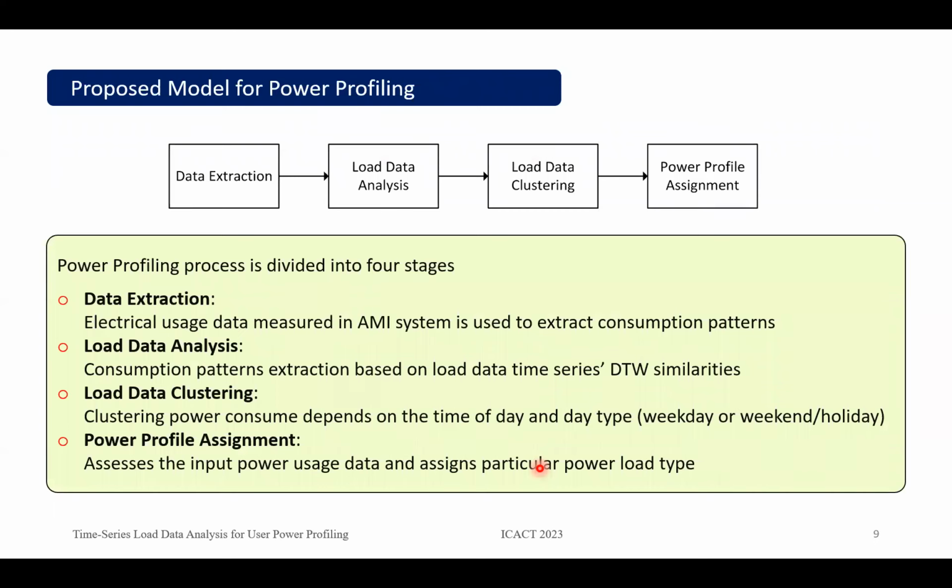Our power profiling has 4 steps or sections. In the first stage, called data extraction, we extract electrical usage data measured in the AMI system by smart meters. In the second stage, load data analysis, we try to extract consumption patterns from different usage or load data points by checking their similarity based on the DTW algorithm.